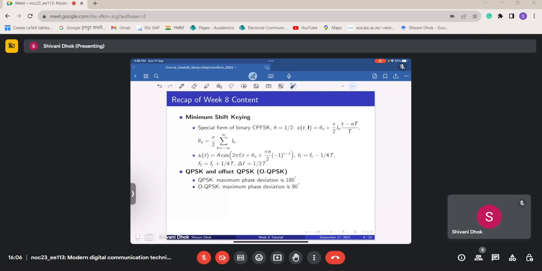I'm sorry, I missed something here: g(t minus nT) by T, and this theta n is given by pi by 2 summation k running from minus infinity to infinity I k. There should be a g(t) here. And this theta n is the accumulation term, which is given by this factor here.